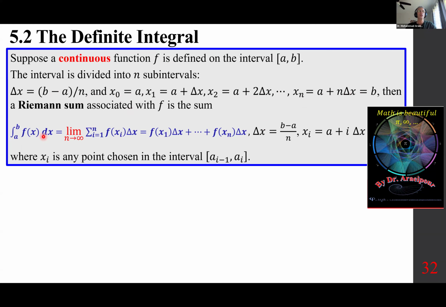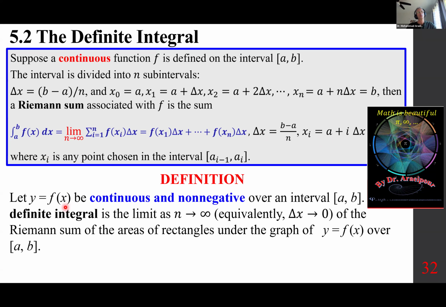The integral from a to b of f of x dx, by definition, is equal to the limit as n goes to infinity of the summation of i going from 1 to n of f of x sub i delta x, which is f of x sub 1 delta x all the way to f of x sub n delta x. And again, you take the limit of that. Delta x is (b minus a) over n, x sub i is a plus i delta x, where x sub i is any point chosen in the interval.